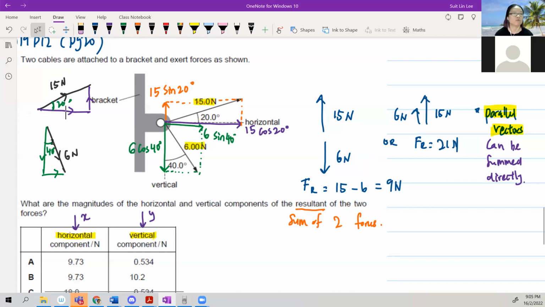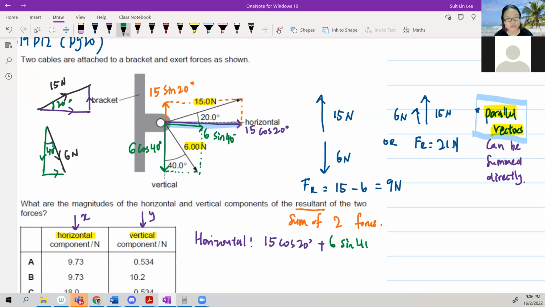But right now, I have good news for you. After all this hard work, you will notice that, hey, these two are parallel, and parallel vectors can be summed directly. So this means for the horizontal component, because they are pointing in the same direction, I can take 15 cos 20 plus my 6 sin 40 degrees. I can just add them up. All right, let me pull out my beautiful calculator. Ta-da.